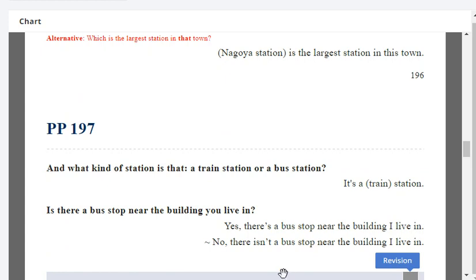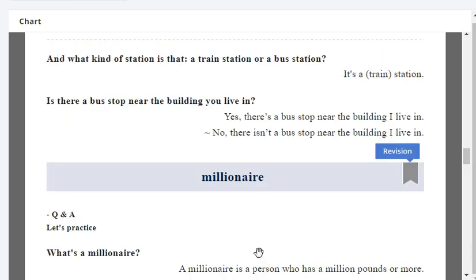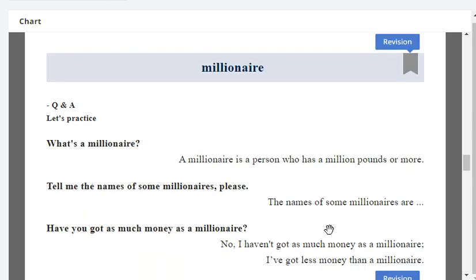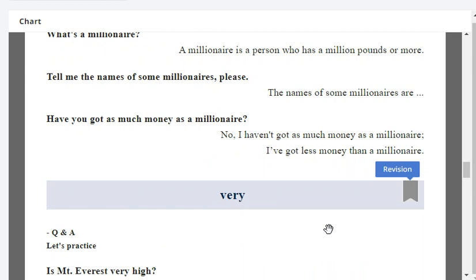And what kind of station is that? A train station or a bus station? It's a train station. Is there a bus stop near the building you live in? Yes or no? Yes, there's a bus stop near the building I live in. Very good. What's a millionaire? A millionaire is a person who has a million pounds or more.